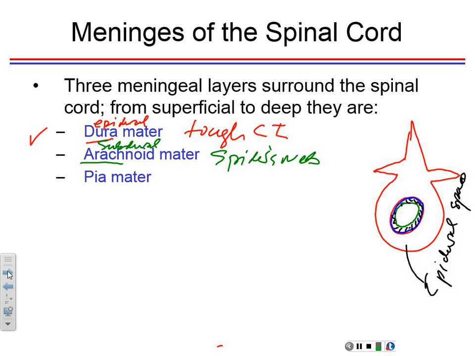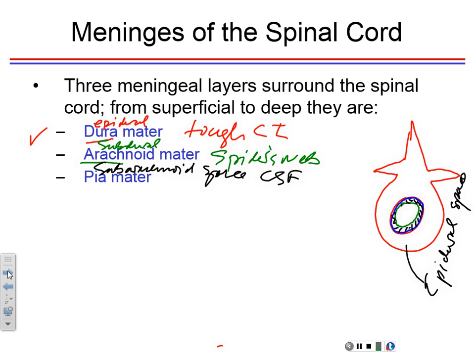And under the arachnoid is the subarachnoid space, just like the subdural space. And what's in there? Fluid, right? Cerebrospinal fluid. And it's continuous with the head, the brain as well, and it cushions the brain.